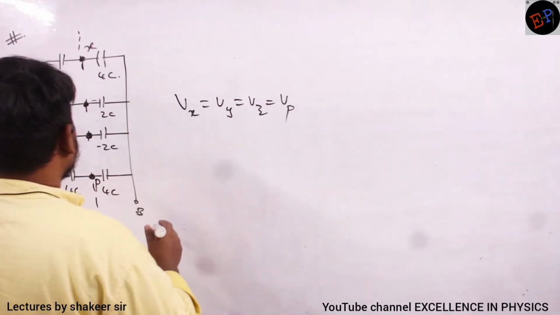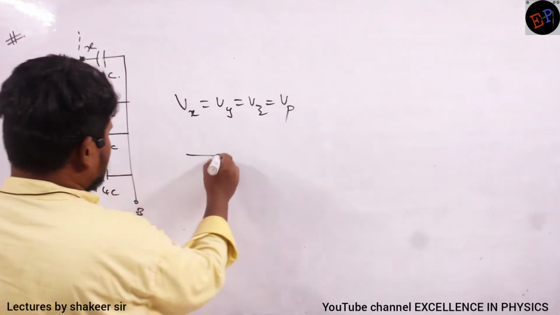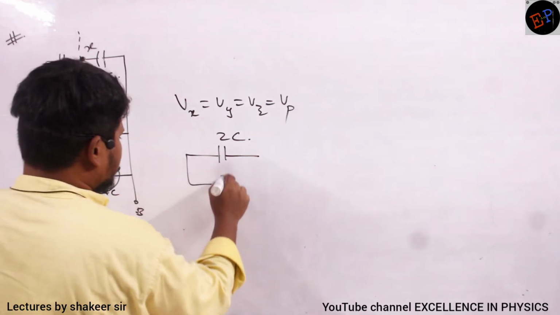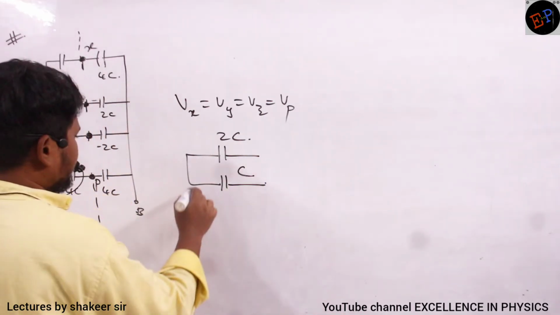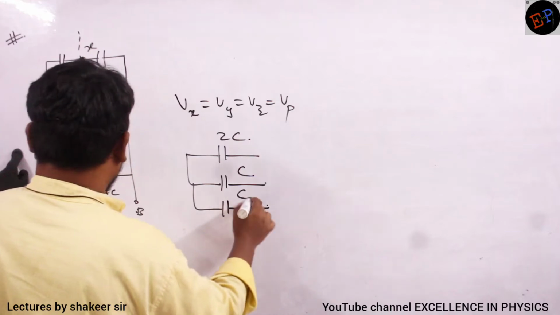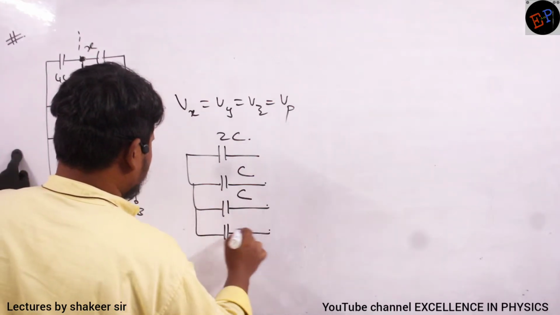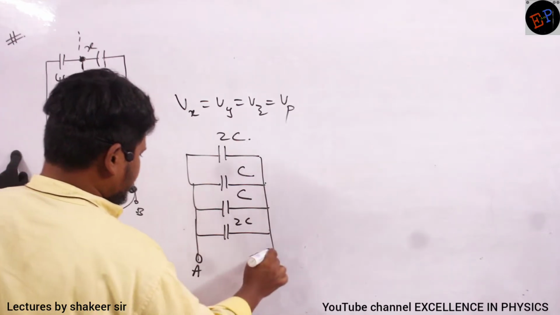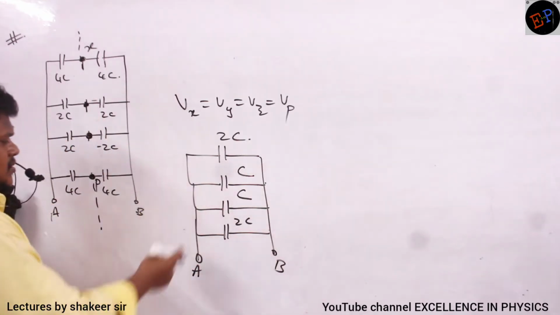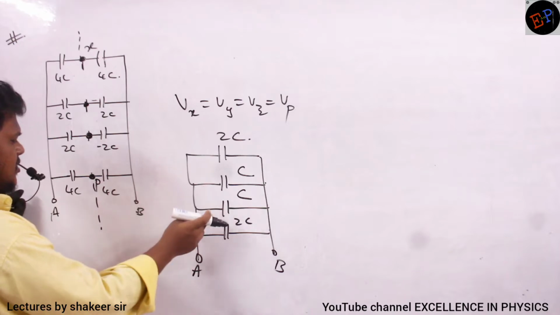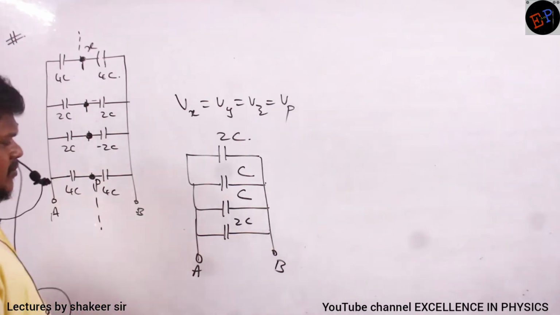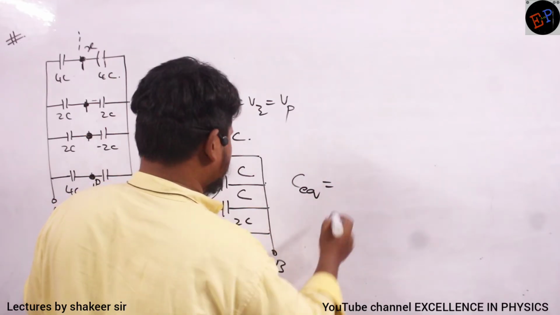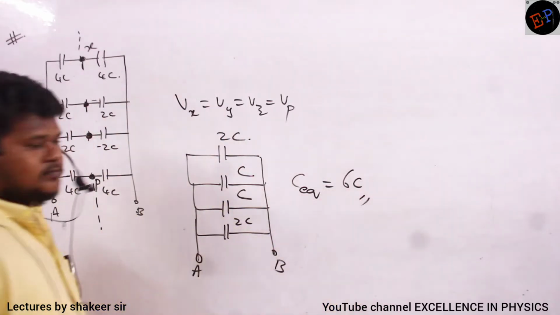So how can I draw this circuit? 4C, 4C, 2C, 2C, 2C, this is C, and this is also C, and this one is 2C. So this is terminal A and this is terminal B. So 2C, C and 2C are connected in parallel. So what is the equivalent capacitance? 6C. That is our answer.